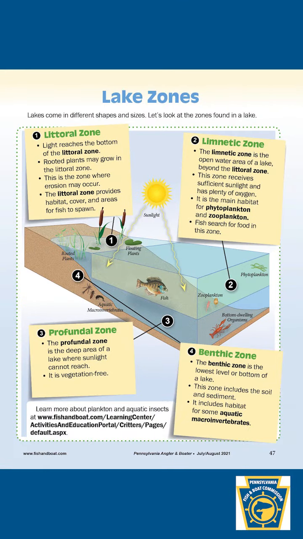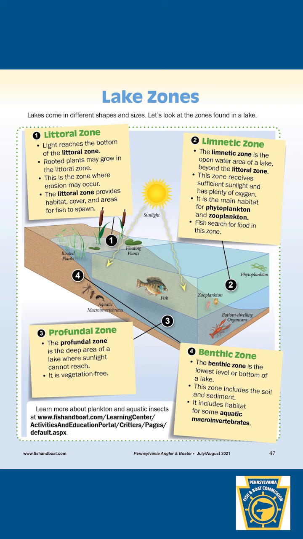Lake zones. Lakes come in different shapes and sizes. Let's look at the zones found in a lake. 1. Littoral zone. Light reaches the bottom of the littoral zone. Rooted plants may grow in the littoral zone. This is the zone where erosion may occur. The littoral zone provides habitat, cover, and areas for fish to spawn.